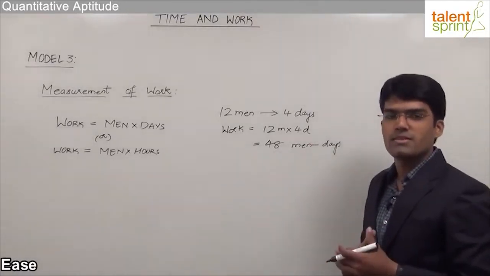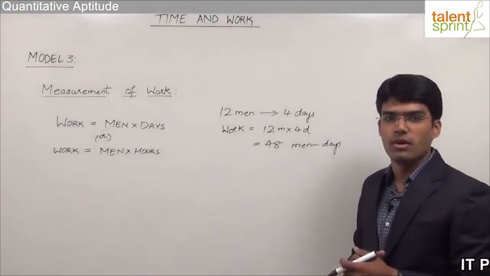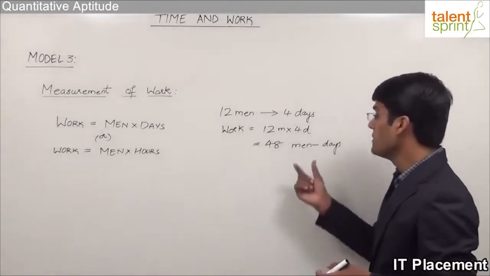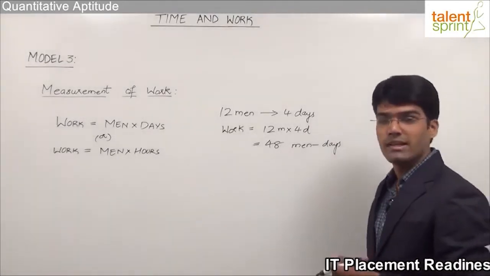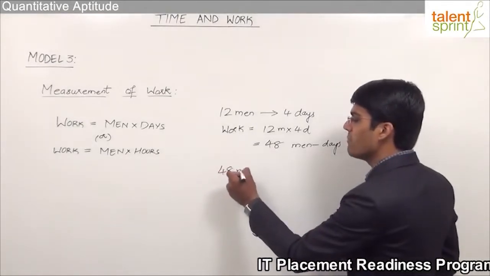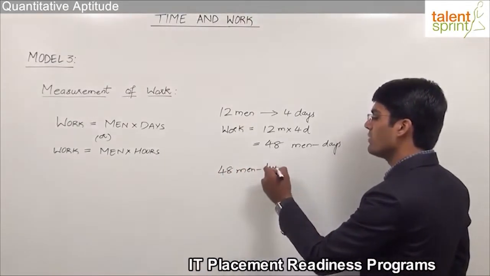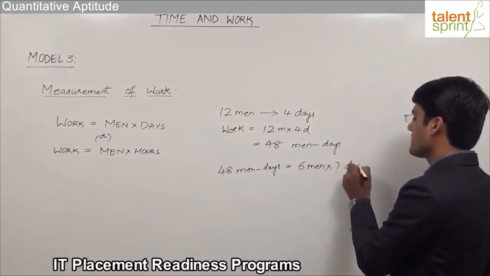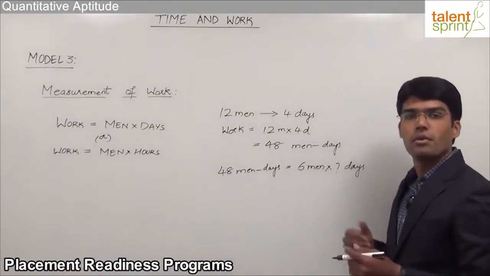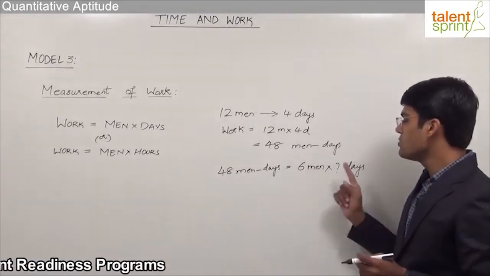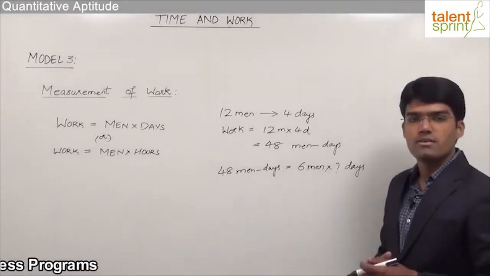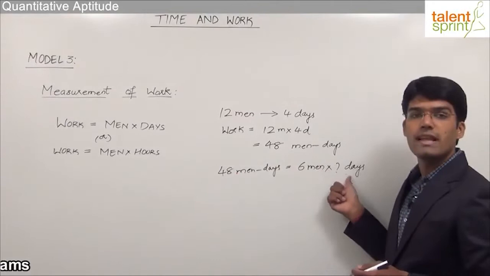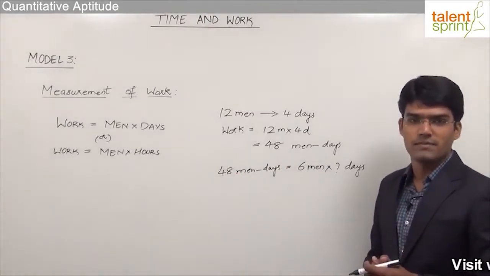Now suppose, let us assume that 6 men have to finish the work. So how many days will be required? We know that the total work done is 48 men days. So 48 men days should be equal to 6 men into how many days? We should try to balance the amount of work on both the sides. So 6 into 8 is equal to 48. So we can say that when 6 men do the work, 8 days will be required to finish it.